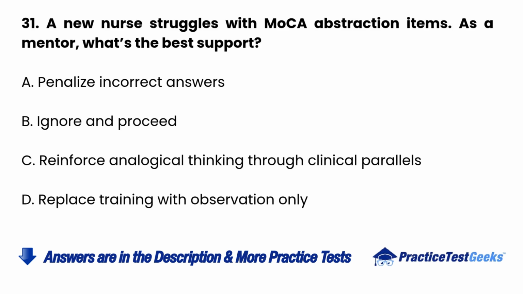31. A new nurse struggles with MoCA abstraction items. As a mentor, what's the best support? A. Penalize incorrect answers. B. Ignore and proceed. C. Reinforce analogical thinking through clinical parallels. D. Replace training with observation only.